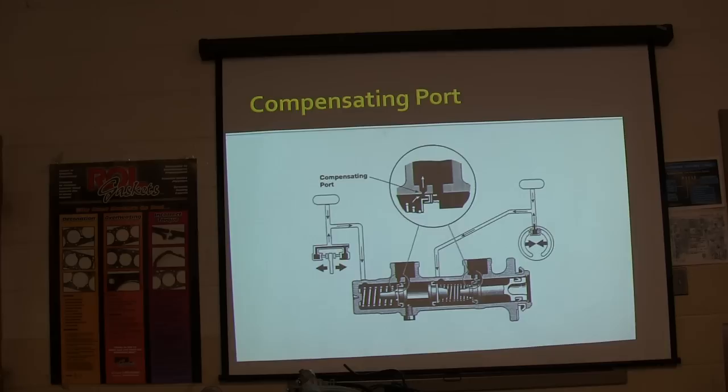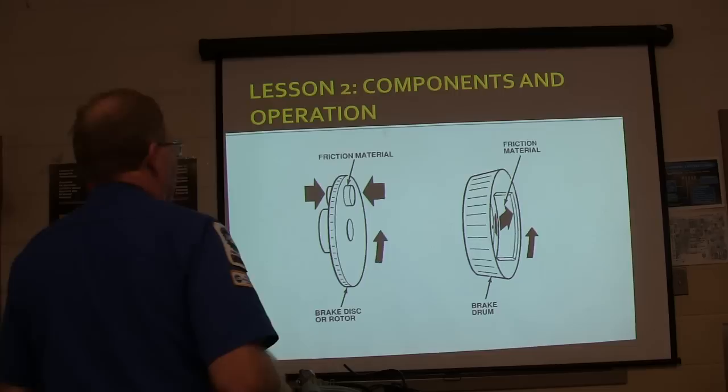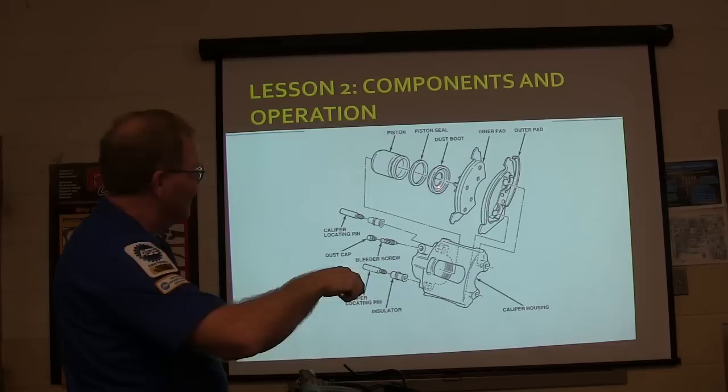This is a different manufacturer's picture on that. It lets the fluid go back in there whenever the piston comes back. I'm not going to spend a long time on that. Okay, so your components in operation, you got your drum, you got your disc. There ain't nothing complicated about that. Does this look familiar to you guys? Y'all have seen this, haven't you? Except that one just got one piston in it.